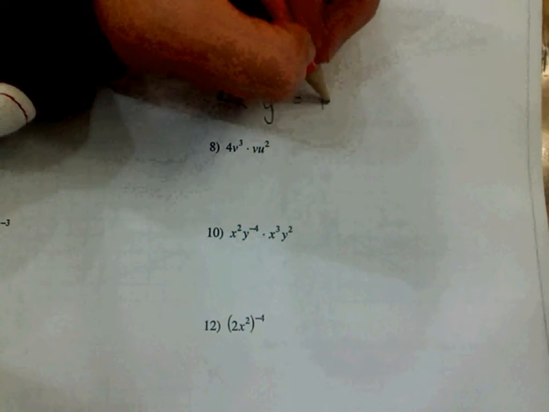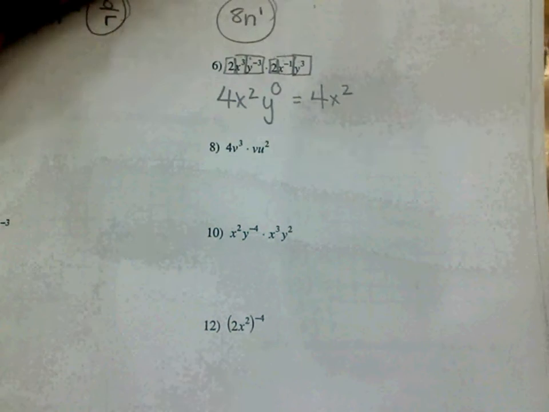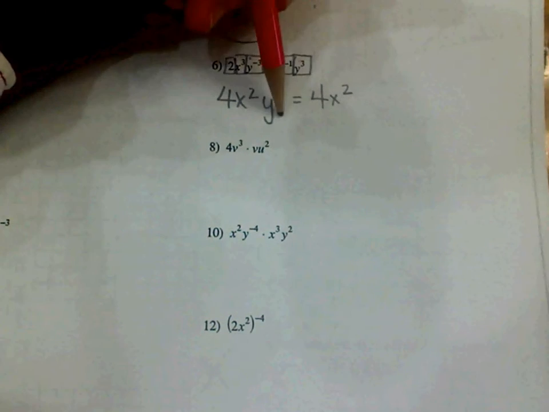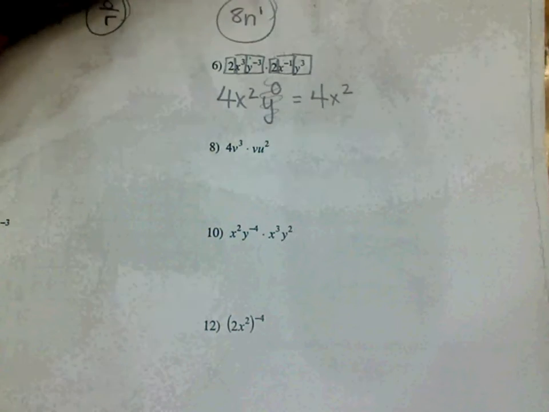So you write it like this. It's just 4x squared. This guy disappears.